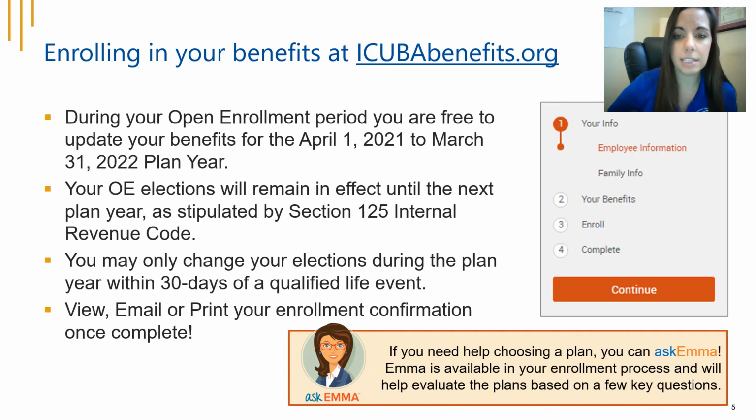Enrolling in your benefits is easy. You just visit iqvabenefits.org to complete the open enrollment process. During this open enrollment period, you're free to update your benefits for the April 1st, 2021 through March 31st, 2022 plan year. Your open enrollment elections will remain in effect for the duration of the plan year as stipulated by the IRS Revenue Code. You may only change your benefit elections during the plan year within 30 days of a qualified life event, for instance, if you get married or you have a baby. And then at the end of your enrollment, you can view, email, or print your enrollment confirmation, and Emma is also available to assist you if you have any questions.